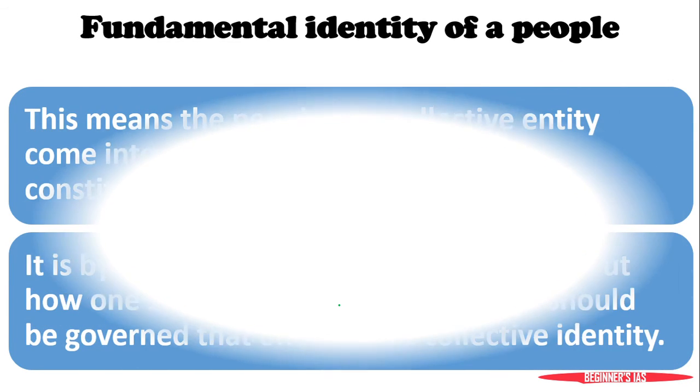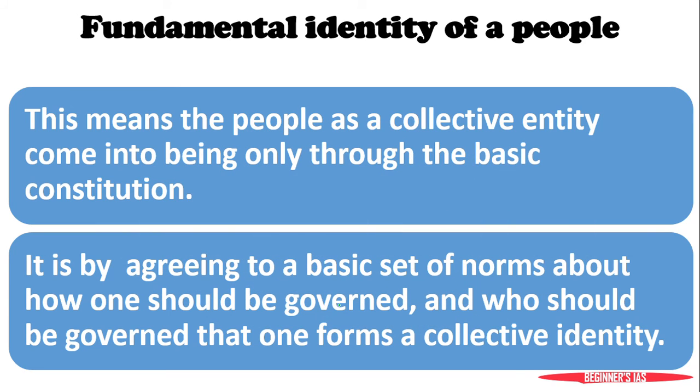So that is also, finally, and most important: the constitution expresses the fundamental identity of the people. Which means the people as a collective entity come into being only through the basic constitution. This is by agreeing to a basic set of norms and also how one should be governed and who should govern, and it forms a collective identity. Also note that one has many identities that exist prior to a constitution, but by agreeing to certain basic norms and principles, one constitutes one basic political identity.